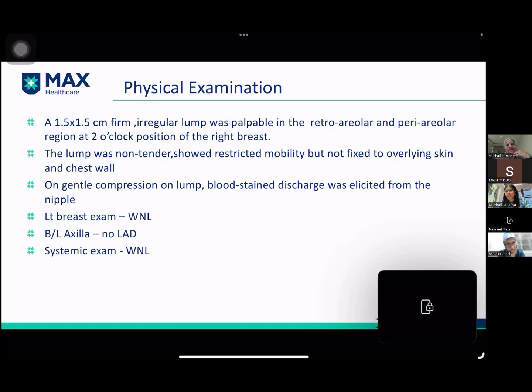Ma'am, she's an 82-year-old with bloodstained nipple discharge with a palpable lump. So my first differential diagnosis is malignancy. What kind of malignancy? So you would think of an invasive breast cancer. Yes, ma'am, clinically she is an invasive breast cancer.